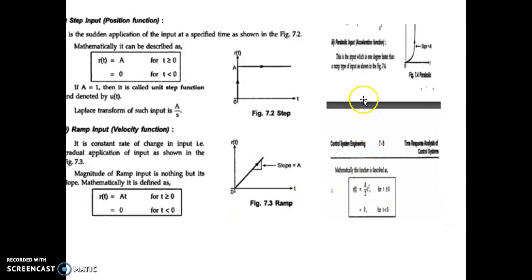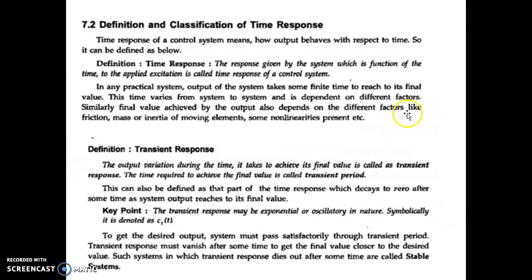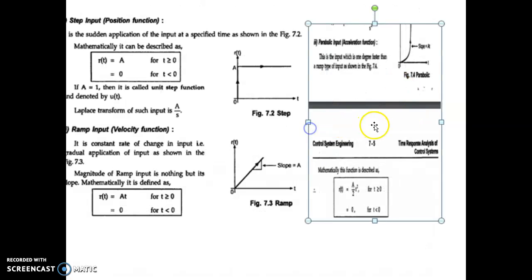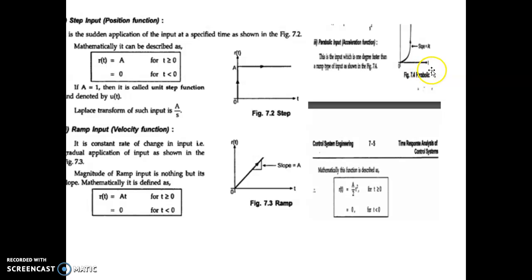The third type of input is the parabolic input. The figure shows the parabolic input, which changes with respect to time t. It can be represented mathematically as R(t) equal to A by 2 times t square for t greater than 0, and 0 for t less than 0.